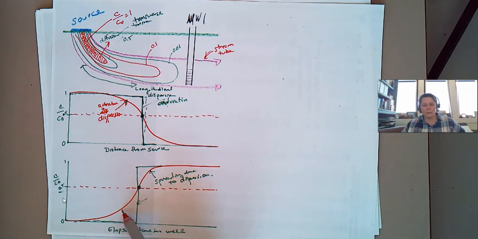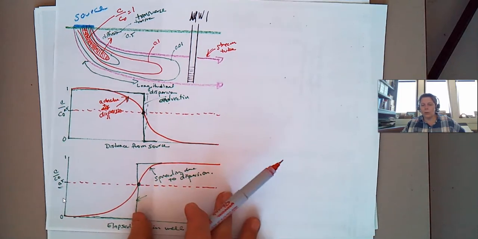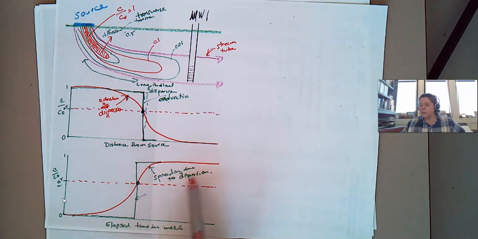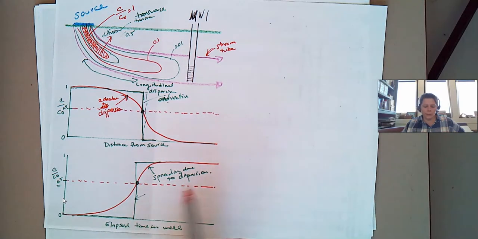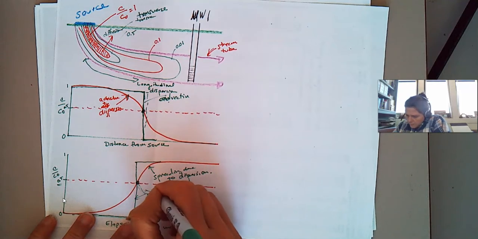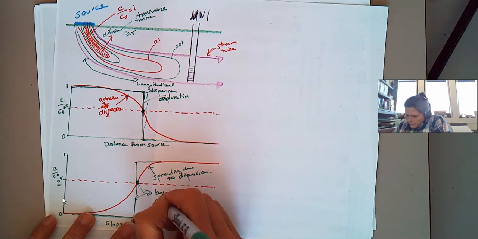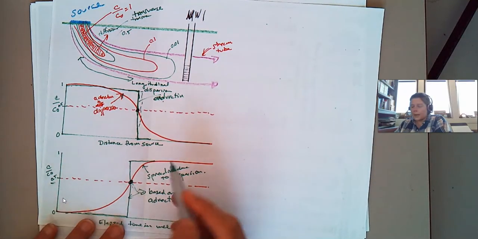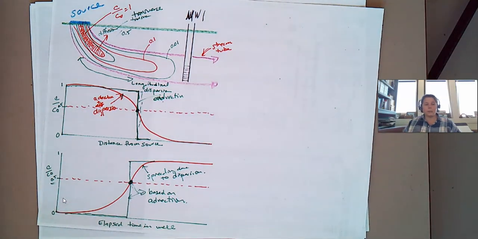This is our flow. All of a sudden we'll see it coming up, and then eventually, if there is no retardation, it will reach that C over C naught of 1 in there. And so it'll go in and it'll come out at the same concentration. But due to dispersion, we're going to get some of it coming through beforehand, some of it coming later. But at that 0.5 mark is when we have it based on advection. So this is the arrival time based upon advection. And then the rest of this is advection and dispersion together.